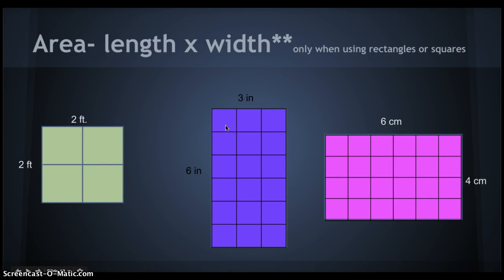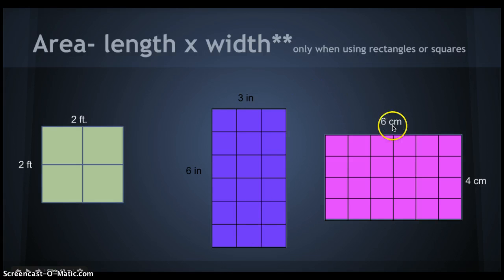In our next example, we have a rectangle, and the width is labeled 3, and the length is labeled 6. So let's plug that into our formula. Length is 6, width is 3. 6 times 3 is 18. The area of this rectangle is 18 inches squared. We can also count up each box inside. 1, 2, 3, 4, 5, 6, 7, 8, 9, 10, 11, 12, 13, 14, 15, 16, 17, 18. 18 inches squared.